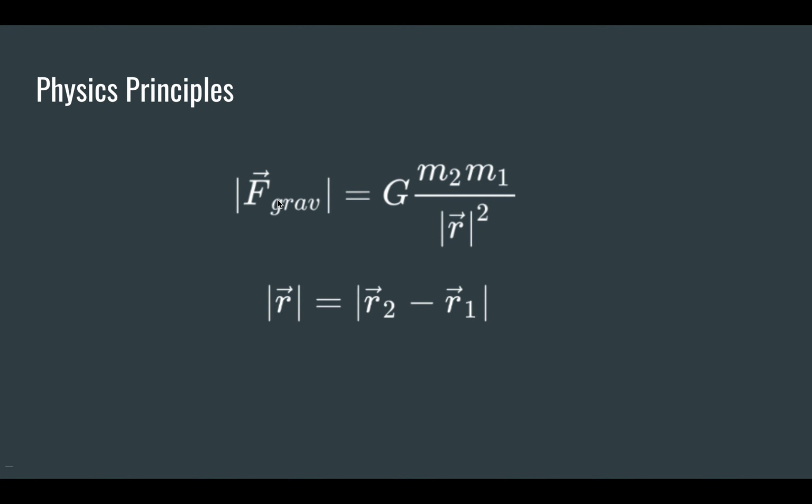And then finally I have this formula which says that the magnitude of the gravitational force is equal to the gravitational constant times the mass of the star times the mass of the black hole over the magnitude of the distance of the star and the black hole squared.